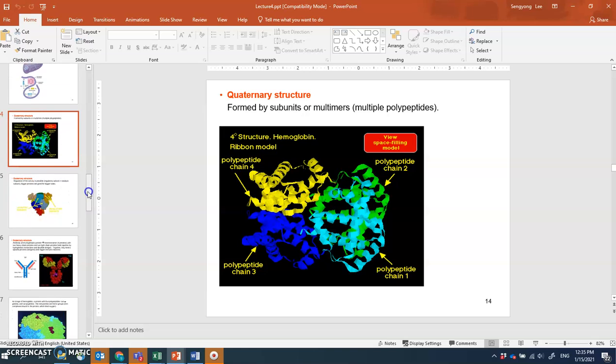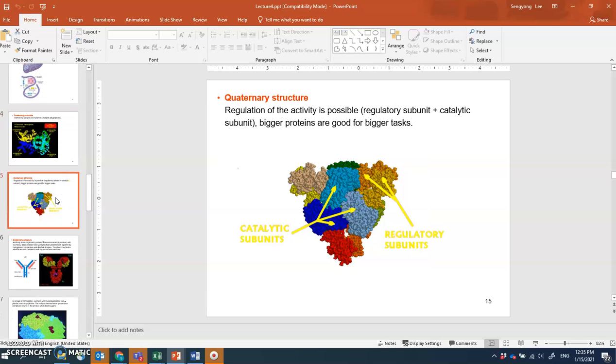So quaternary structure, we were talking about the complex structure made out of multiple subunits. Since you have multiple subunits, there may be different functions that may be done in the quaternary structure.